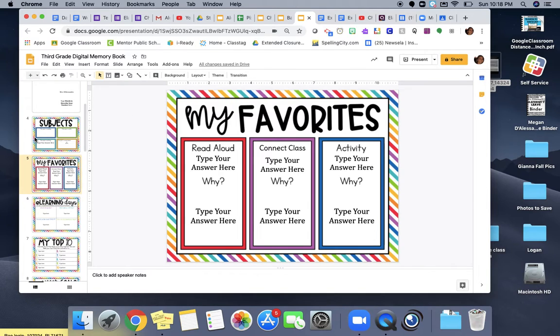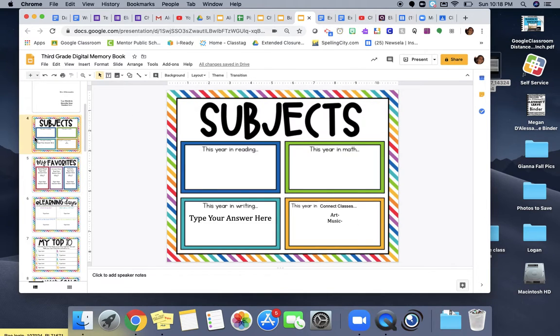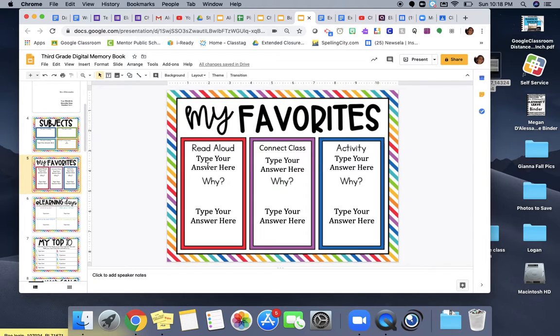I do want to remind you that when you write your answers for these things, for your favorites, you don't need to write your read aloud or your favorite Connect class in a complete sentence. But when you explain why they're your favorite, please write those in complete sentences. Remember that a complete sentence starts with a capital letter and ends with a proper punctuation mark.